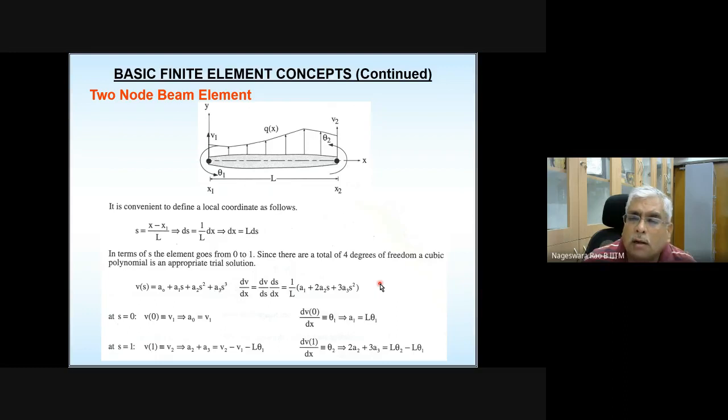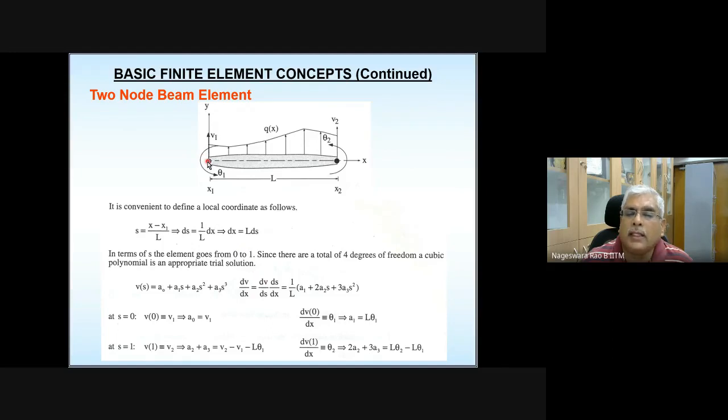This procedure of deriving shape functions is very much important. To understand this procedure is very much important because I told you a 2-node element is illustrated here. If you want to derive the shape function for a 3-node element, 4-node beam element, you can follow the same procedure. Okay, we noted what is V and what is the derivative of V with respect to X.